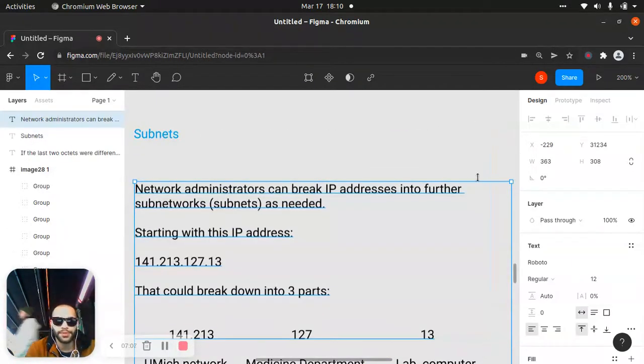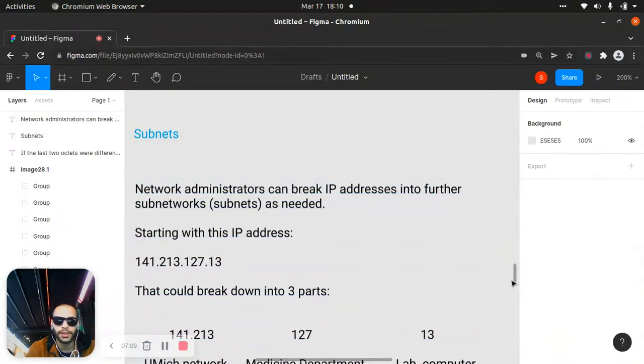Now we will speak about subnets. It will be an amazing topic again.